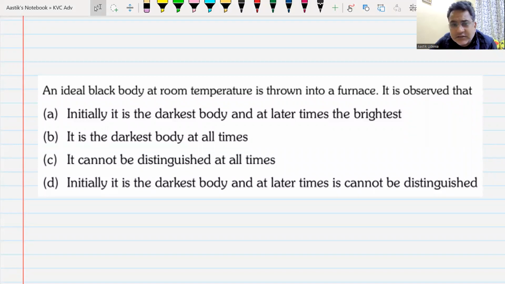This is the first question. This has been taken from one of your previous papers. Let us get the answer for this one. An ideal body at room temperature is thrown into a furnace. After some time, what will be observed? What is the answer for this one? Can I have an answer for this one?